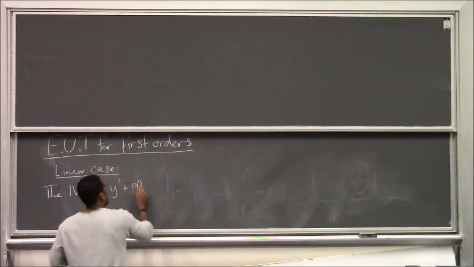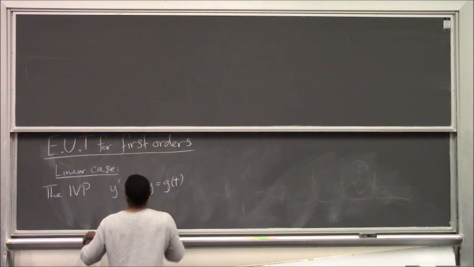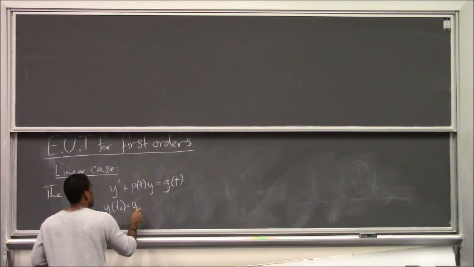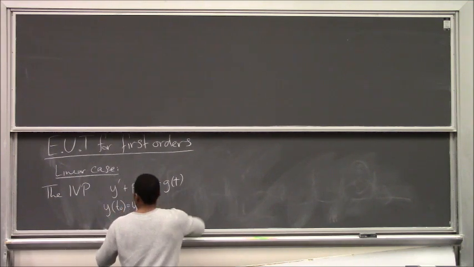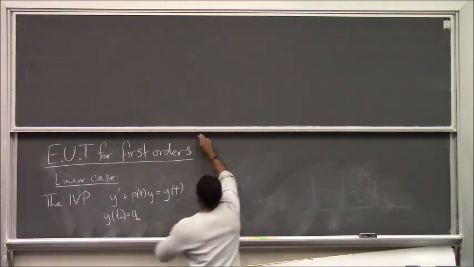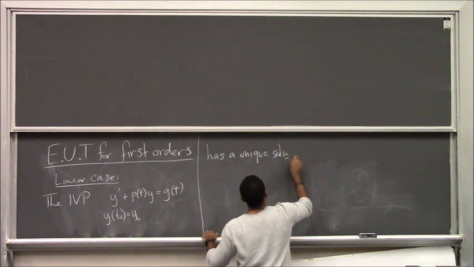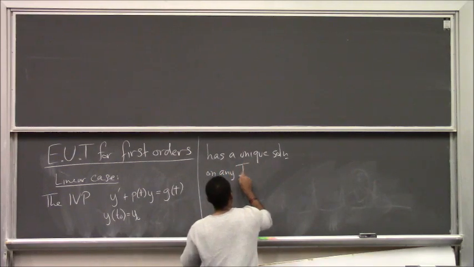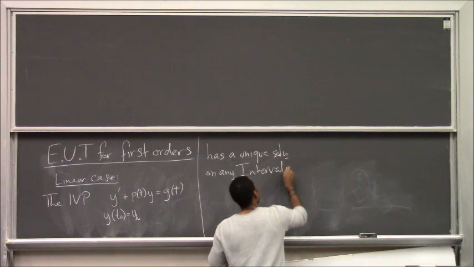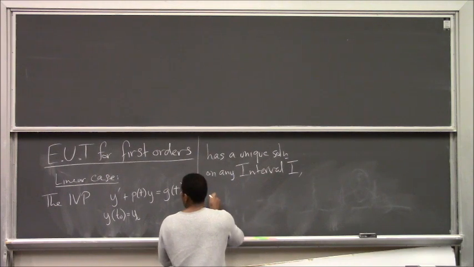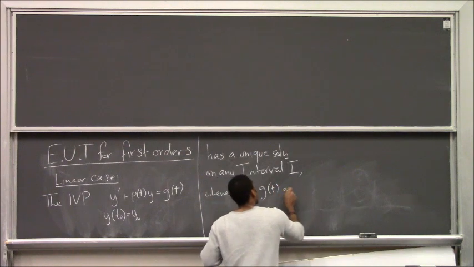y prime plus p(t) y equals g(t), where y(t0) is y naught, the initial condition, has a unique solution on any interval I, where p and g are continuous.